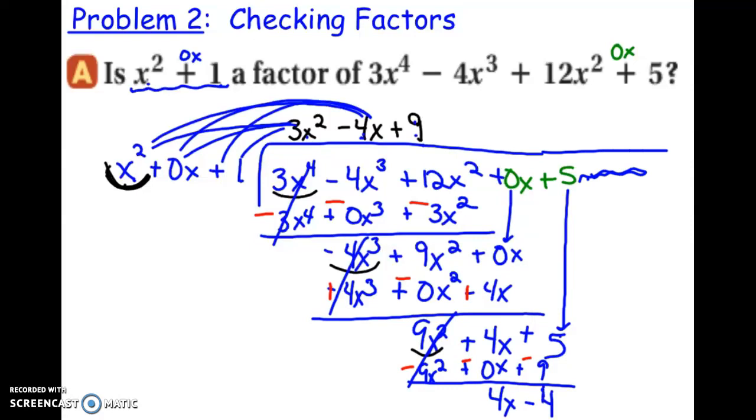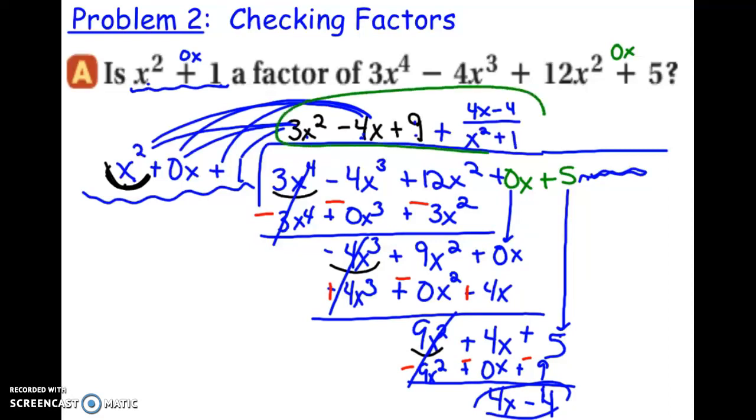So this part is actually our remainder. So we're going to have plus, and then 4x minus 4, divided by all this outside part, x squared plus 1. Because it's the final answer, I did not do the 0x in there.